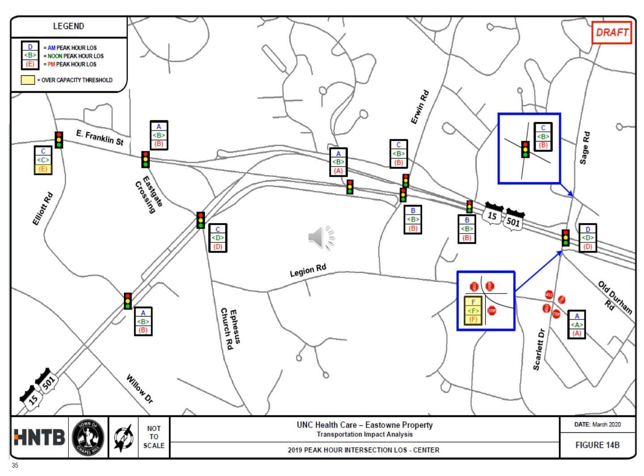In the central section of the broad project study area, the slide shown indicates levels of service at intersections along the 15501 corridor and then along East Franklin Street. Primarily, there is existing congestion in the area of the East Franklin Street intersection with Elliott Road in the PM peak hour, and then pretty consistently through all peak hours in the vicinity of Sage Road and US 15501, and then extending to the vicinity of Old Durham Road and Scarlet Drive. That area is to be improved by the Wegmans project, which is currently under construction.